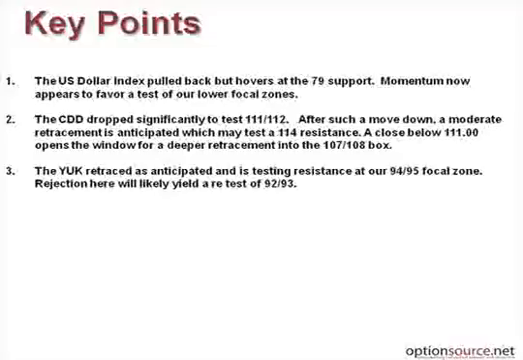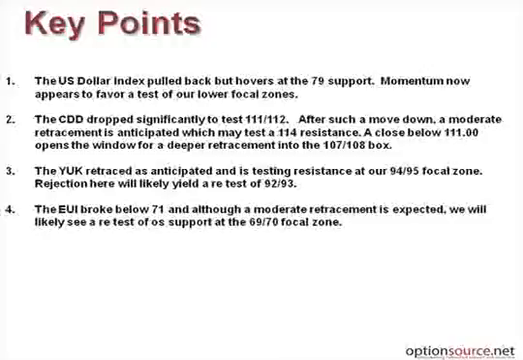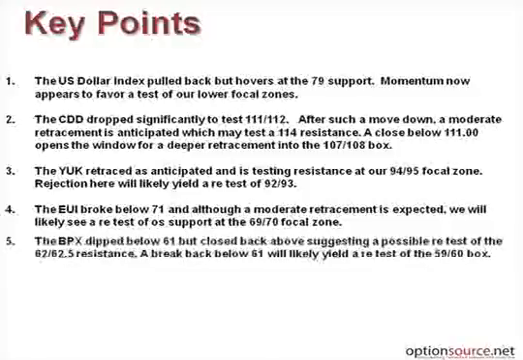The YUK retraced as anticipated and is testing resistance at our 94-95 focal zone. Rejection here will likely yield a retest of 92-93. The EUI broke below 71, and although a moderate retracement is expected, we will likely see a retest of support at the 69-70 focal zone. The BPX dipped below 61 but closed back above, suggesting a possible retest of the 62-62.5 resistance. A break back below 61 will likely yield a retest of the 59-60 box.